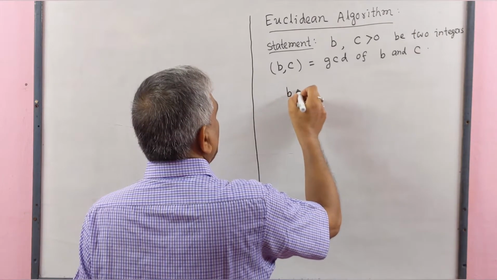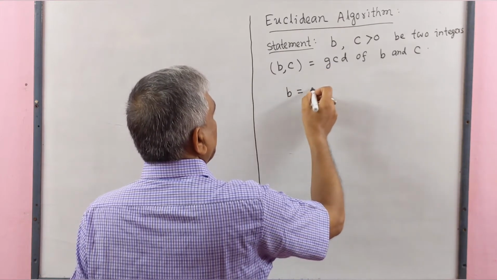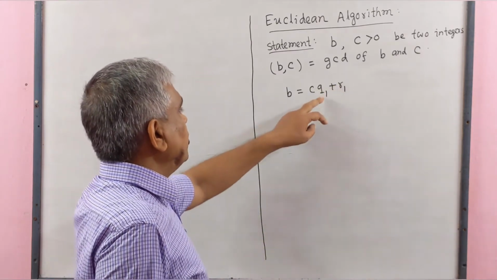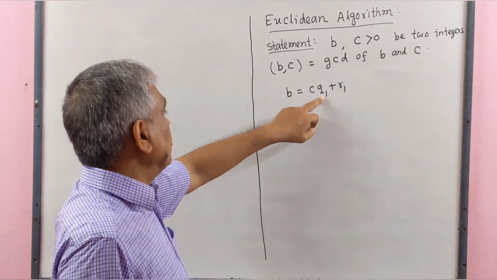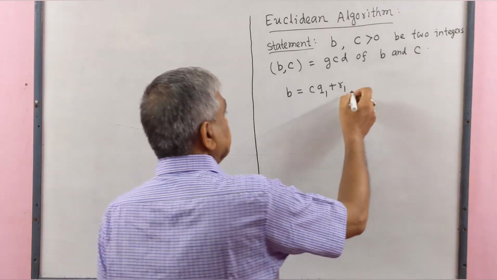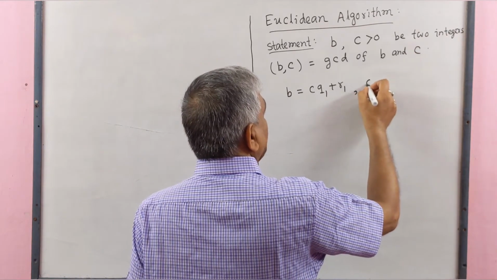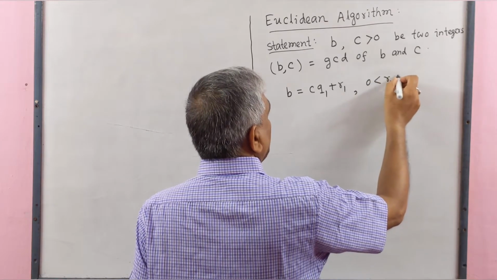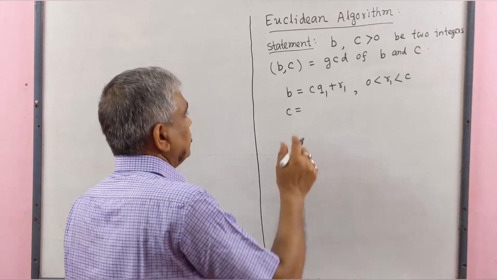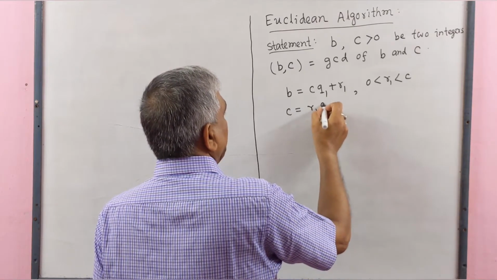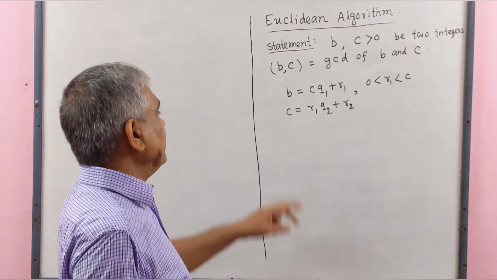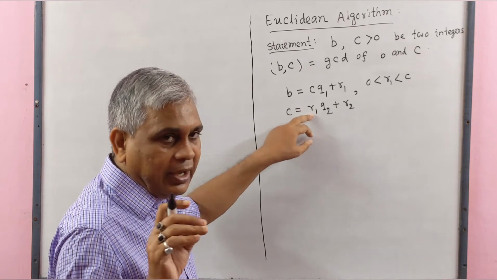Here B equals C Q1 plus R1. Q1 is the quotient when B is divided by C, and R1 is the remainder, and R1 lies between 0 and C. Next division algorithm: C equals R1 Q2 plus R2, where Q2 is the quotient and R2 is the remainder when C is divided by R1.